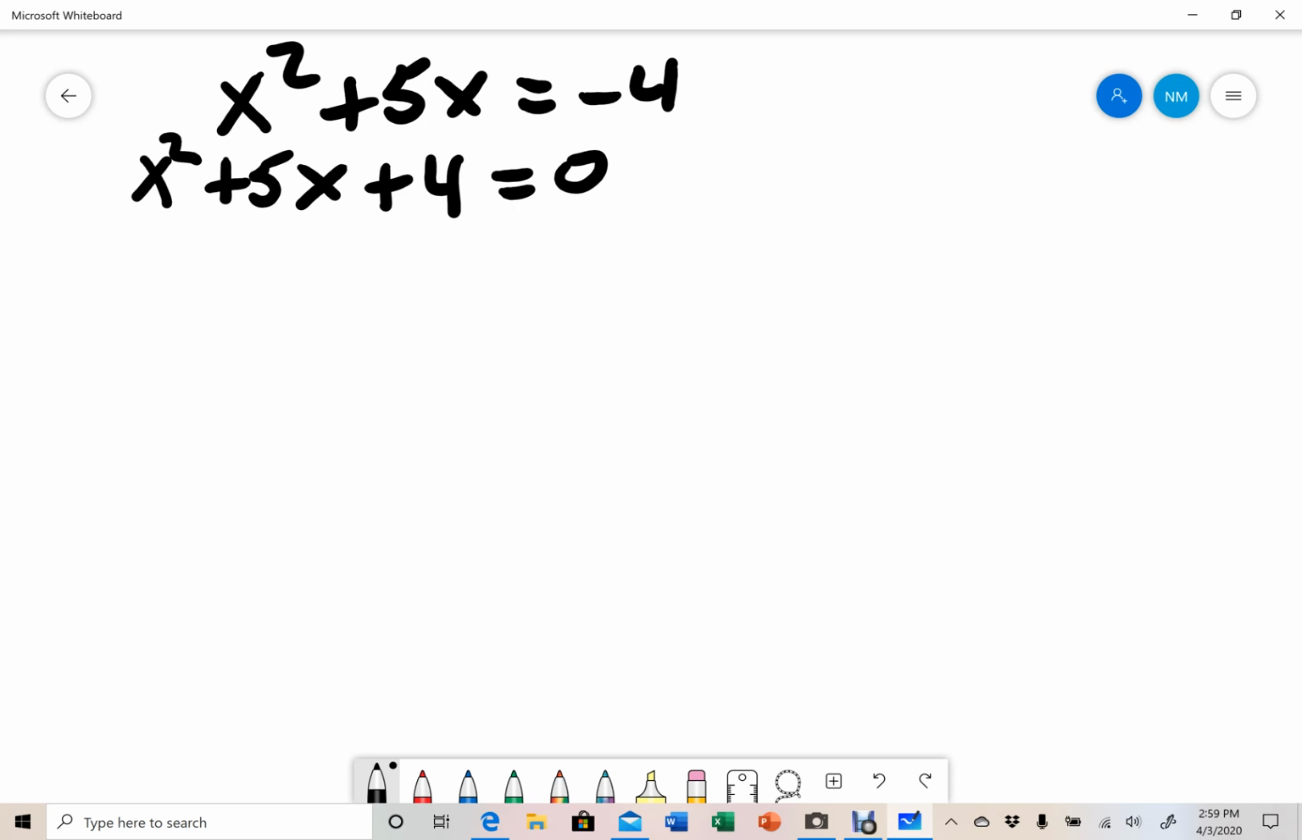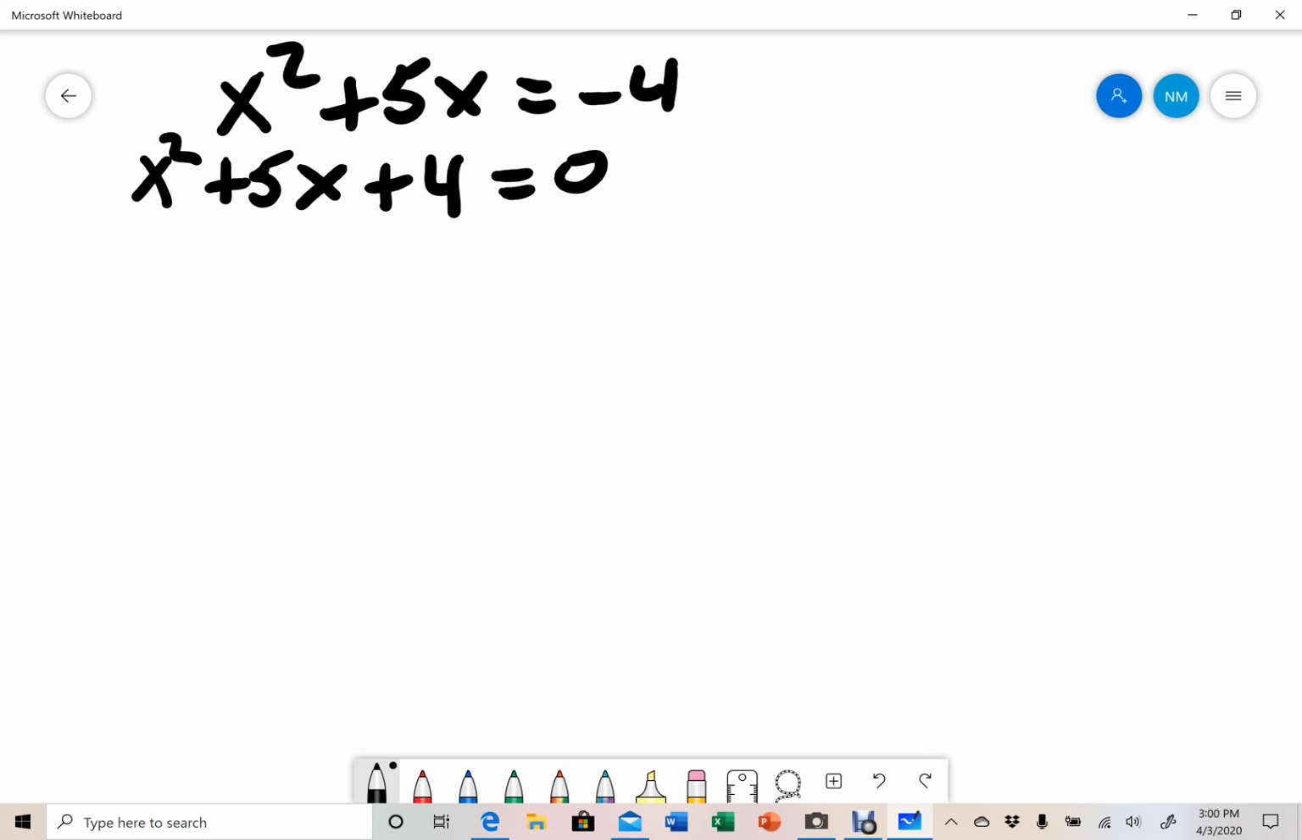Now, is this in standard form? Well, I've got my x squared first. I've got my x next, I've got my whole number, and my equation equals 0. So this is in standard form, okay? So first step is always to put in standard form. Second step is to factor.